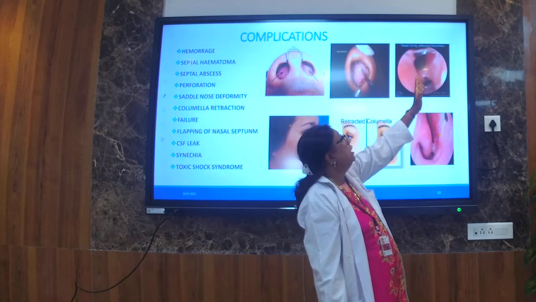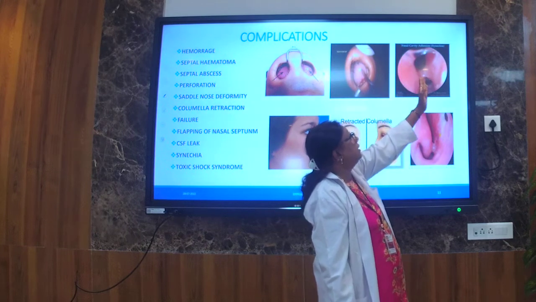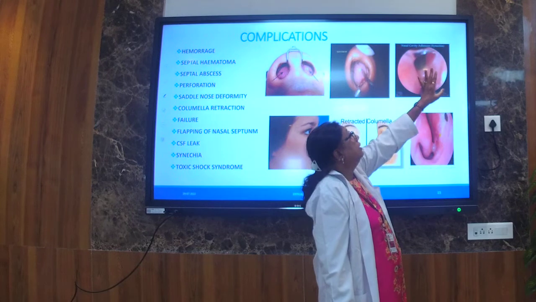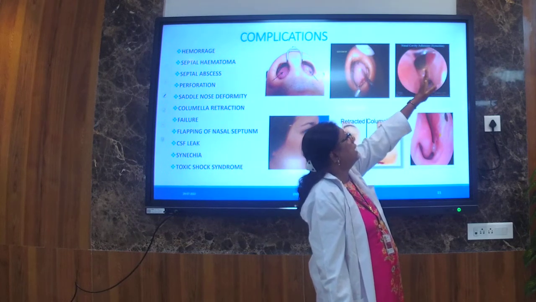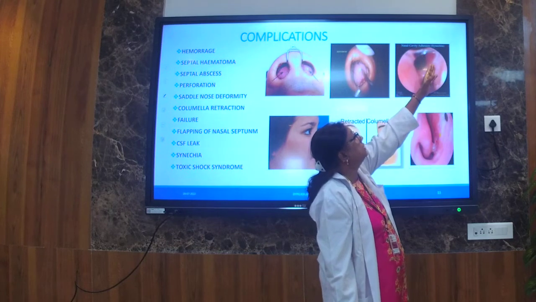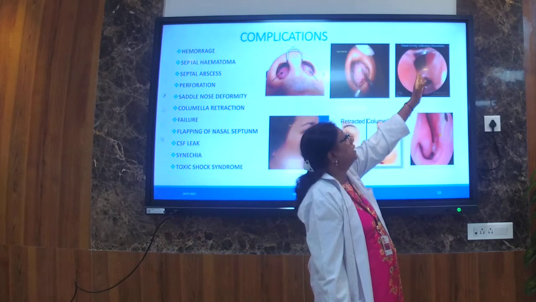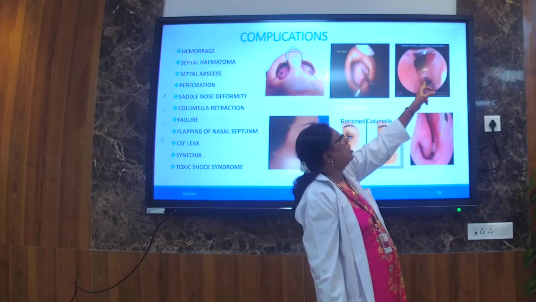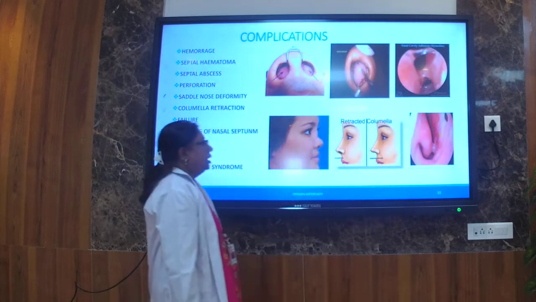You can see the septal region and the mucosa from the lateral side. Both are coming together, and in between, this is the part of the inferior turbinate that is coming and getting joined, and it is getting blocked. That will cause obstruction to the nostril.